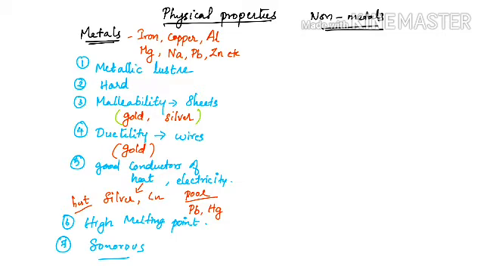What are the common examples of non-metals? Carbon, sulfur, iodine, oxygen, hydrogen. These are the main examples of non-metals. Normally these non-metals are in the solid state or in the gaseous state. But there is an exceptional case, bromine.